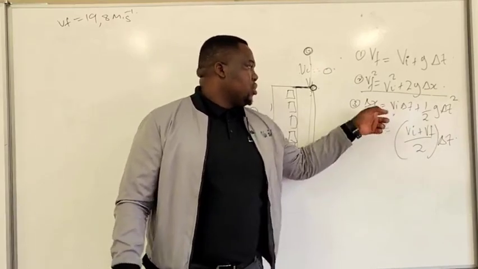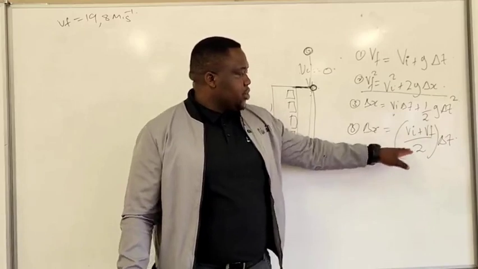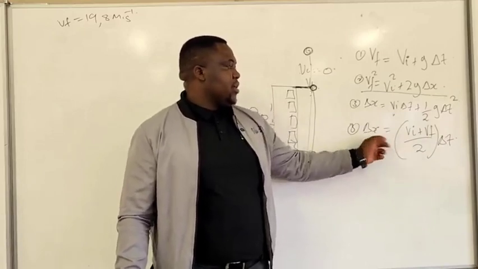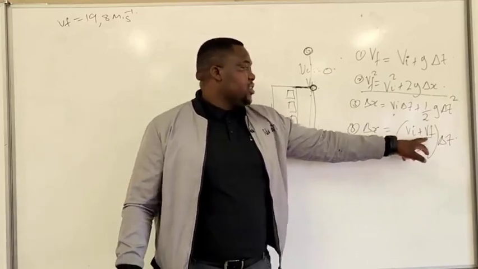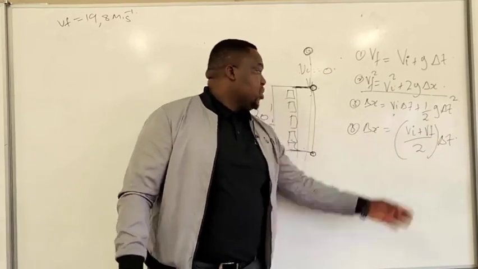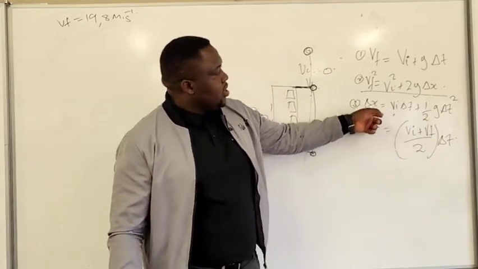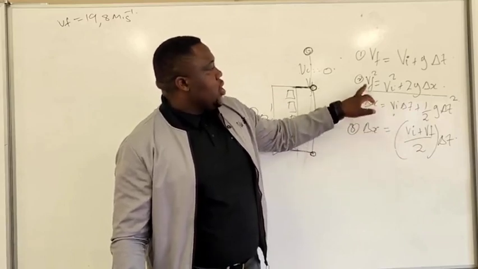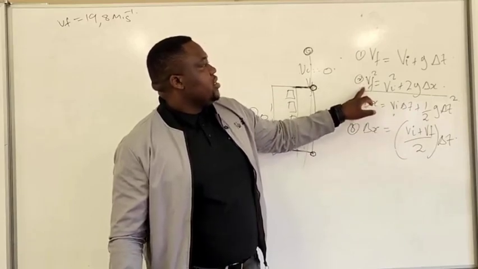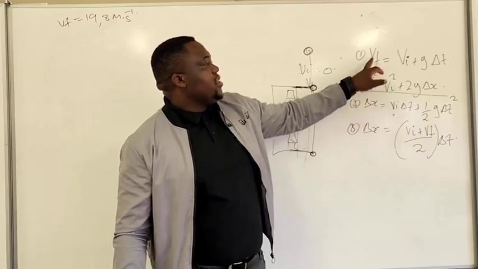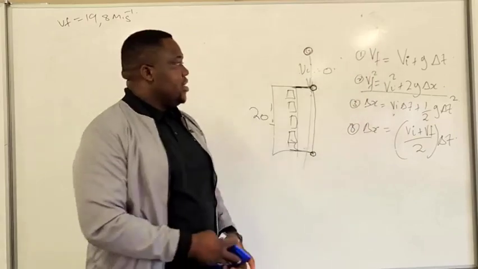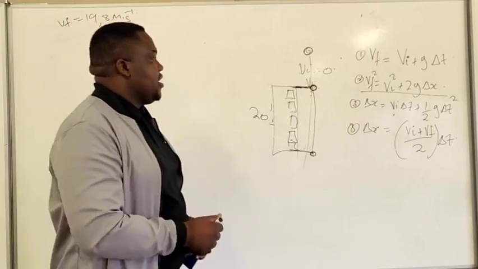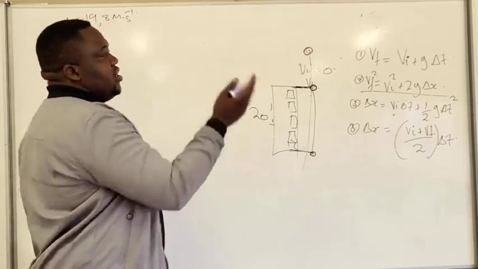We can also use this formula. Can we use this one? Yes, we can use it. It has displacement, initial velocity, final velocity, and the time. So we can use this formula and this formula. This one and this one can work. Also, this one can work. This one can also work. Even this one, all the formulas can work because we have initial velocity and final velocity. So we can use any formula.